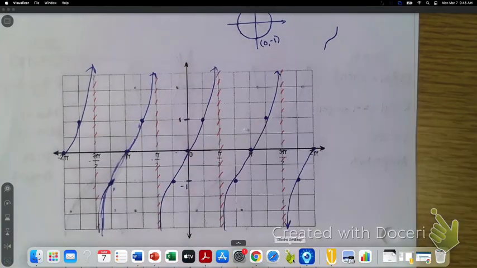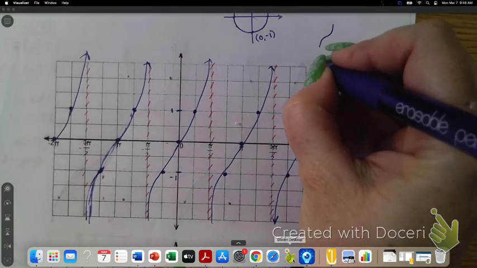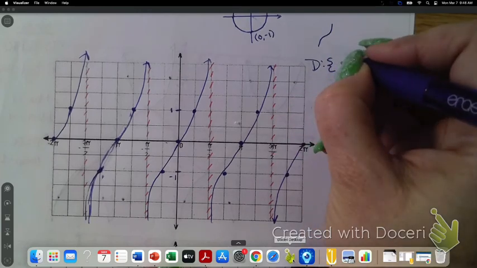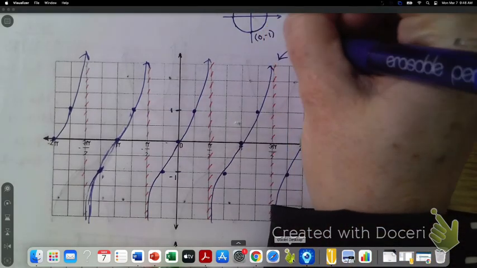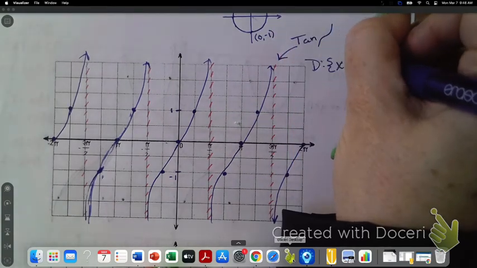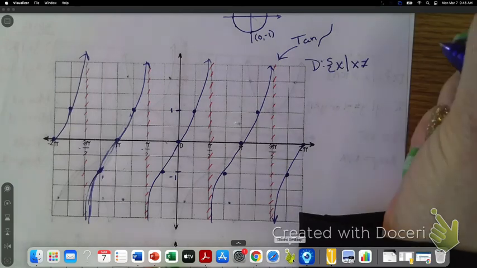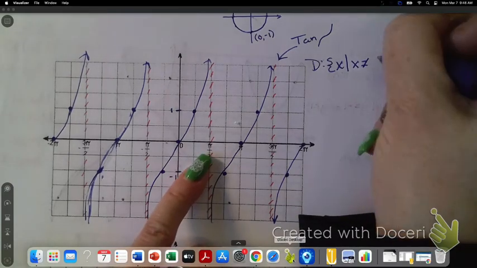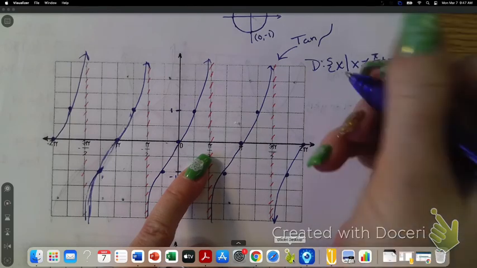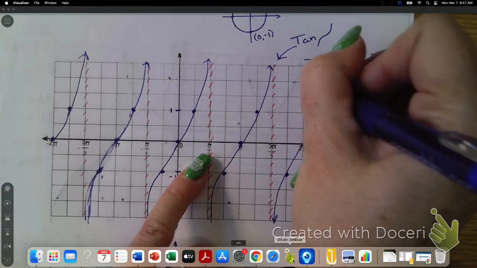Okay, yes, we do. Period. Oh, domain. I thought we were done. You didn't put tangent at the top. Oh, tangent. The blue is tangent. Domain: the set of x such that x is not equal to what? Pi over 2 plus or minus pi n. Yeah. Okay, what is that the same as? The secant, not cosecant.